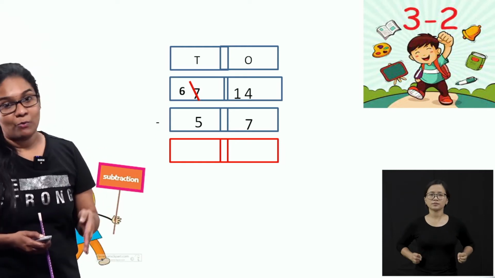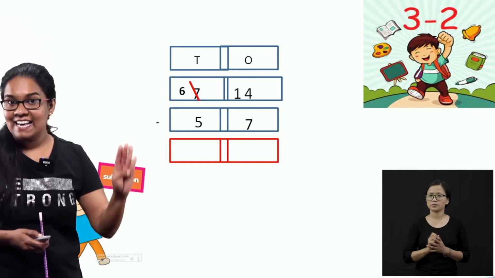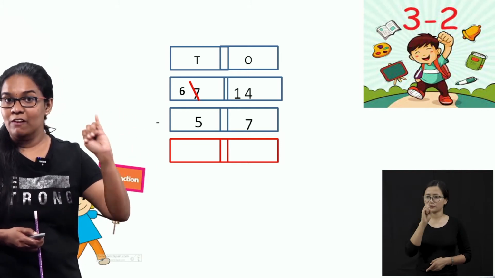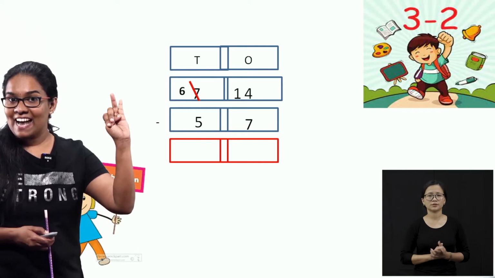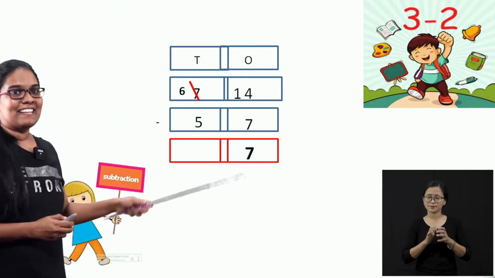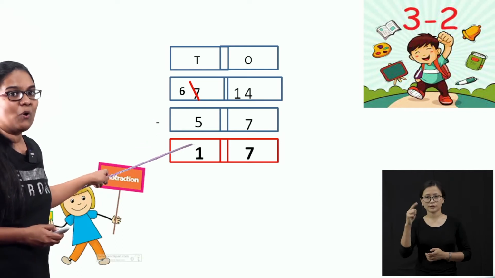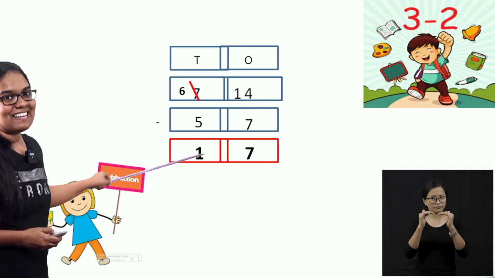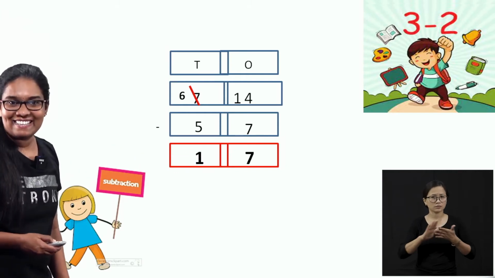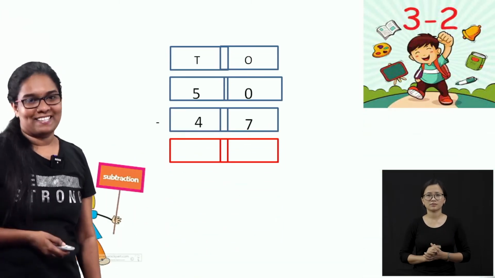Yes, 14 is bigger. So first you keep 14 in your mind. Then start counting from 8. 8, 9, 10, 11, 12, 13, 14. What's the answer? Yes, 7 is the answer. Then 6 minus 5 is equal to 1. The answer is 17. Is it clear? Okay.